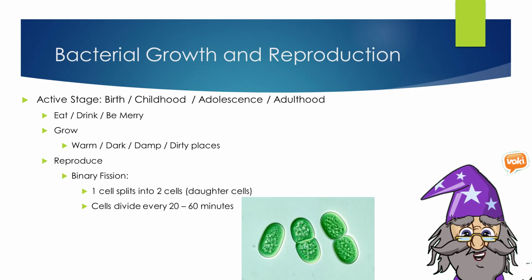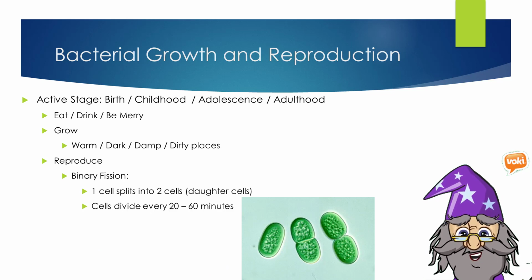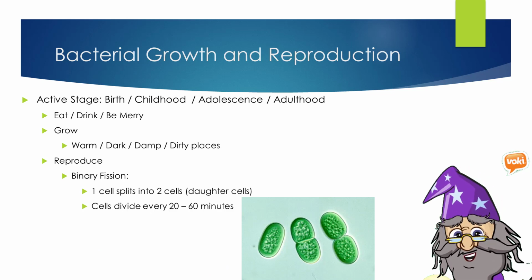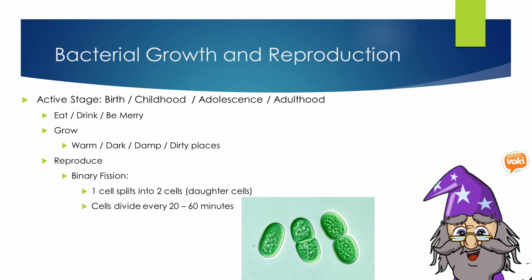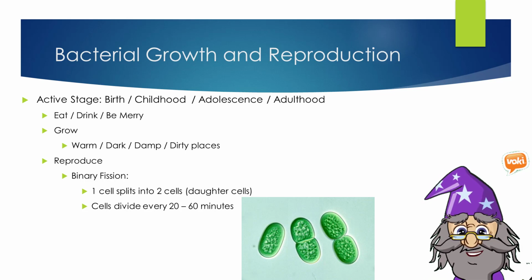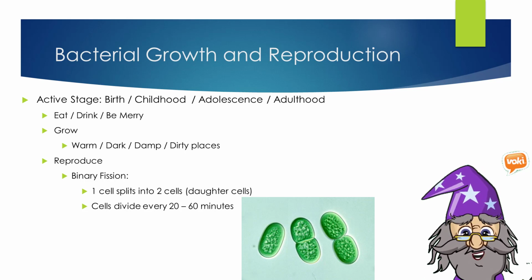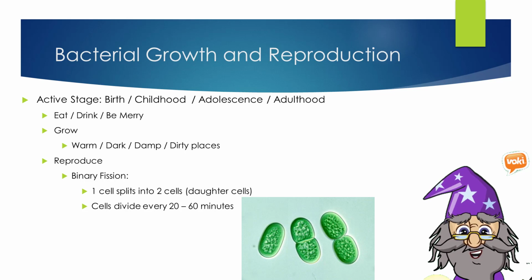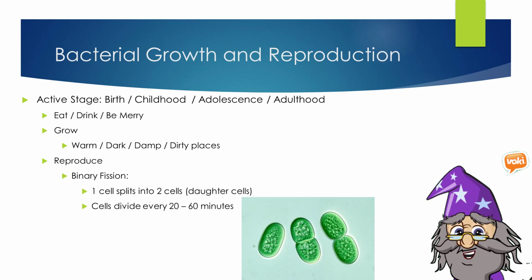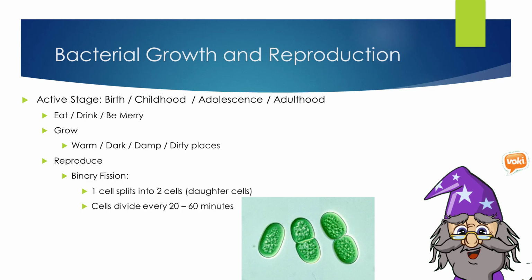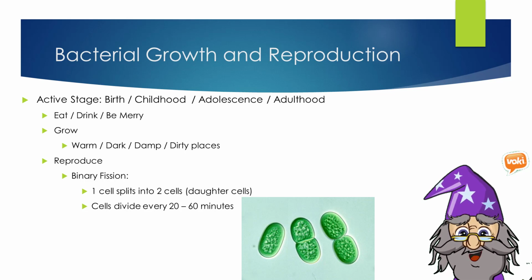Bacteria also grow and reproduce. A bacterial cell grows through stages of life, just as humans do. The active stage of bacterial growth can be compared to the birth, childhood, adolescence, and adulthood stages of a human life cycle. It is during the active stage that bacteria will eat and grow. Bacteria prefer warm, dark, and damp places.